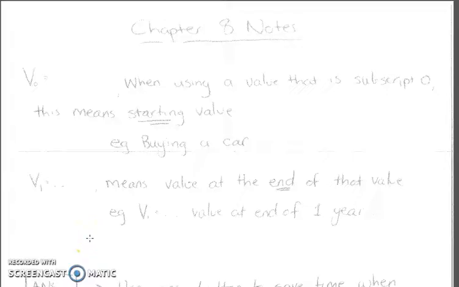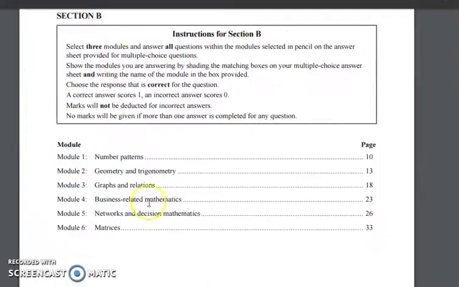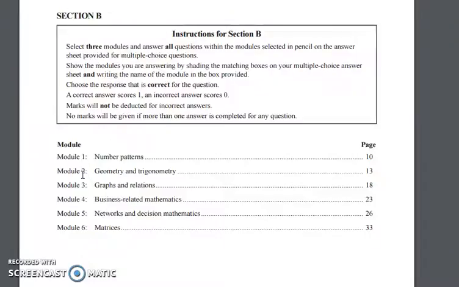Hi there, this is Chapter 8 Notes for Modelling Growth and Decay using Recursion. Before we go through these notes, I just want to make note that if you are doing exam revision, this is the 2015 exam. Now that the coursework has changed, if you're doing exams from 2015 beforehand and you're looking for some of these modelling growth and decay questions, you need to go into Module 1 and look at some number pattern questions.